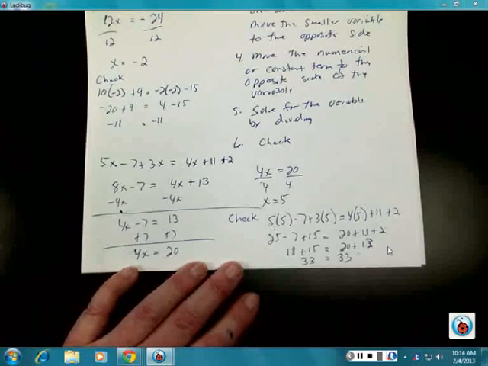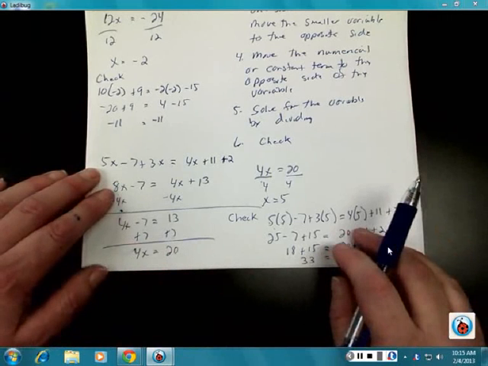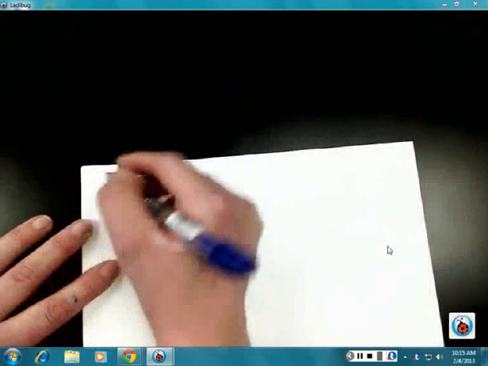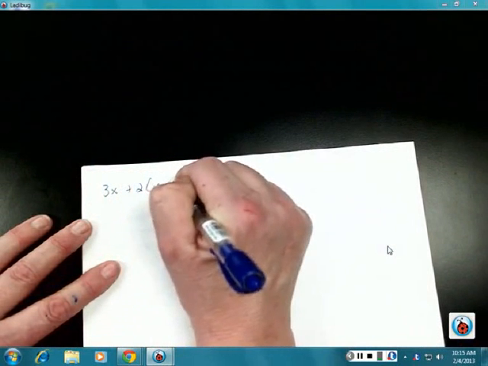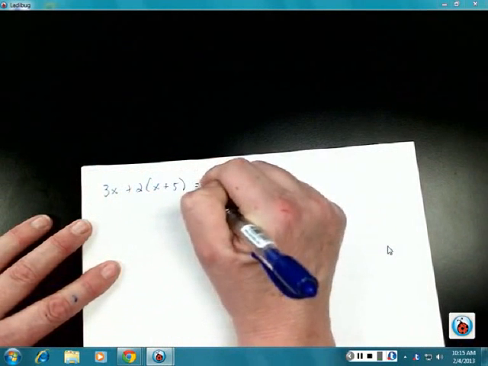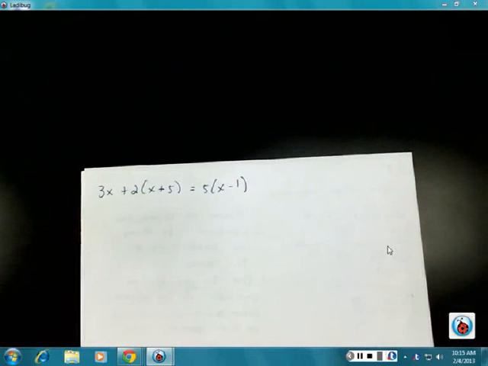Let me see if I can find one that has parentheses to be cleared up. You okay with this one? Questions on it? No? So far so good? Alright. Let's do one that's got distribution to do. 3x plus 2 times x plus 5 is equal to 5 times x minus 1. So this one's got some distribution stuff in there that we need to take care of. So, first step.